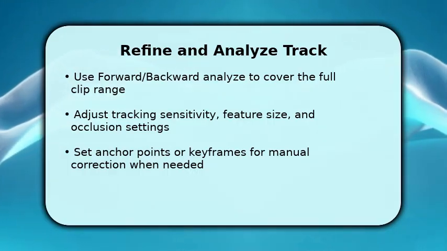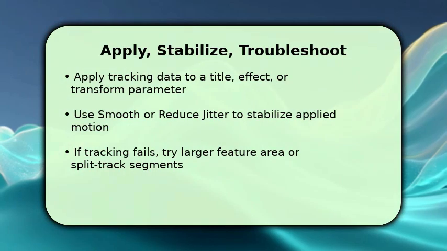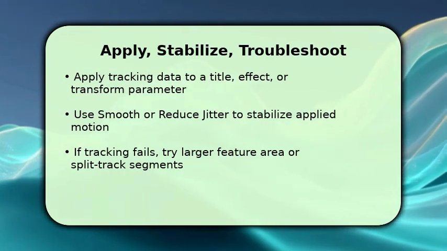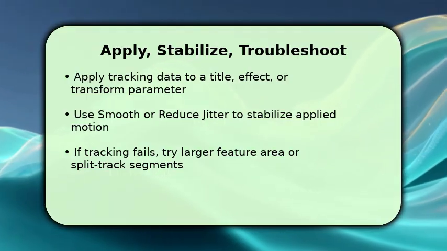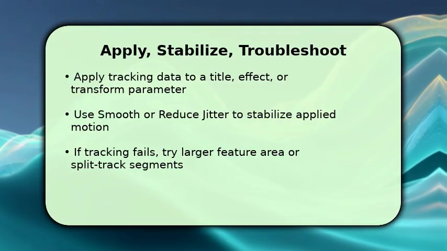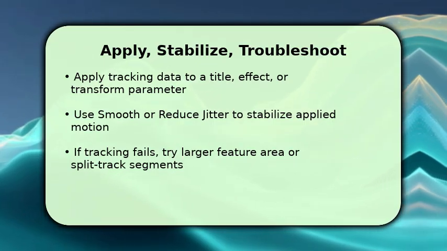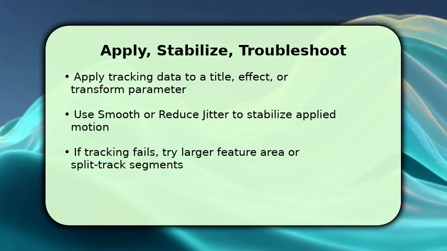Keep checking that you finish by applying the tracking data to the layer you need, a title, an effect, or a transform parameter, and then preview playback to confirm alignment. If motion looks shaky, use smooth or reduce jitter controls to stabilize the applied movement.